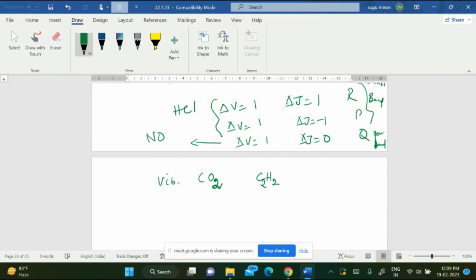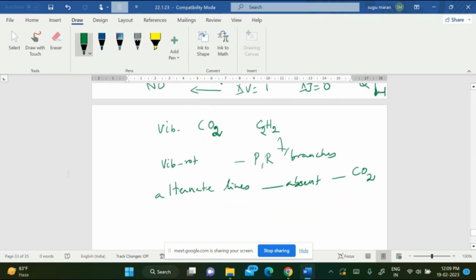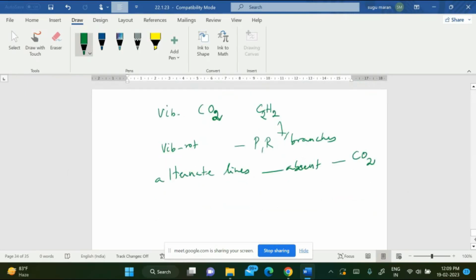The vibrational rotational lines, the PQR lines, that is the PQR branches, are also formed here, and the alternate lines will be absent for carbon dioxide. The alternate PQR lines are absent in this case. This shows these molecules are highly symmetric.